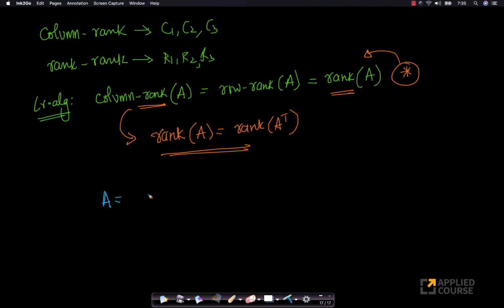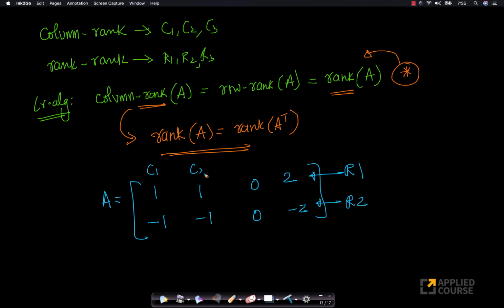So let's take a matrix A now. This matrix A is, let's say, 1, 1, 0, 2. The second row is, let's say, minus 1, minus 1, 0, minus 2. So, this is my row 1, and this is my row 2. This is my column 1, this is my column 2, my column 3 and column 4.